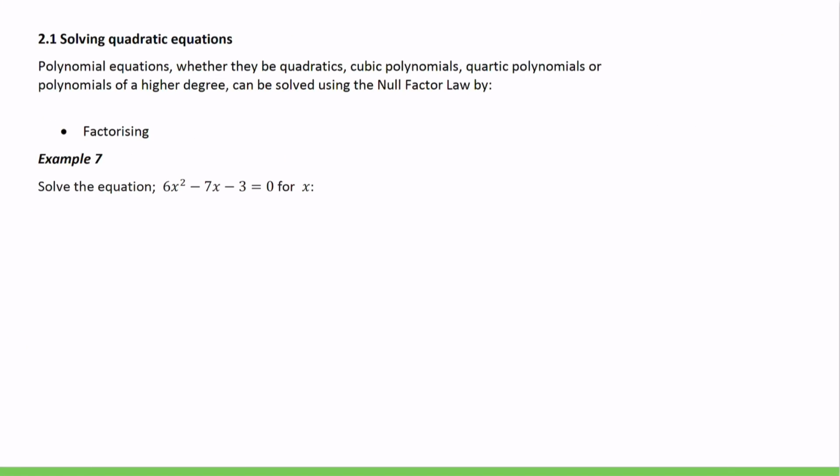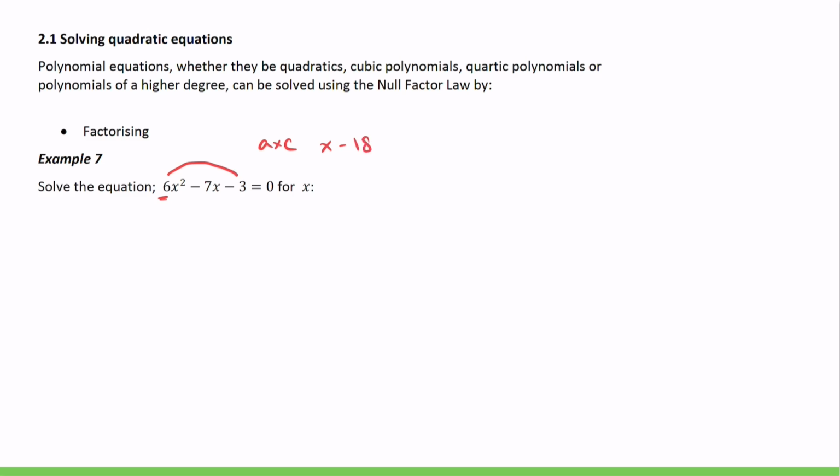Once we've learnt how to factorize, we can then move on to solving quadratic equations, which is quite straightforward. As long as you know how to factorize, what we can do is use the null factor law to be able to make the equation equal to 0 and solve from there. So example 7 asks us to solve this particular equation. What we can see is that there is a value outside of the x squared, which means we will have to do our a times c formula. So a times c, in this case, it'll be 6 times negative 3.